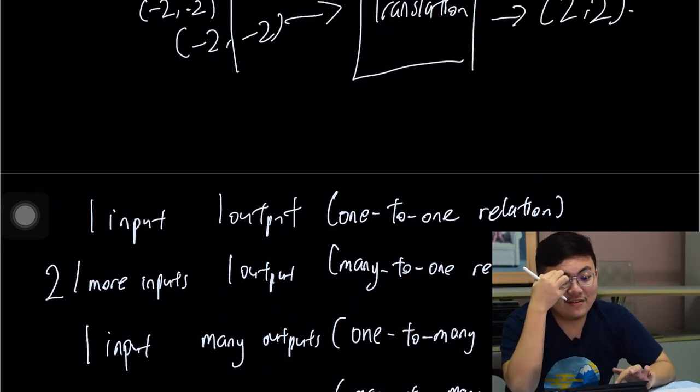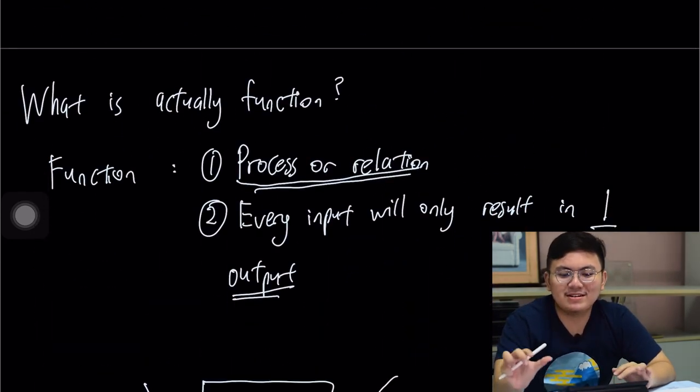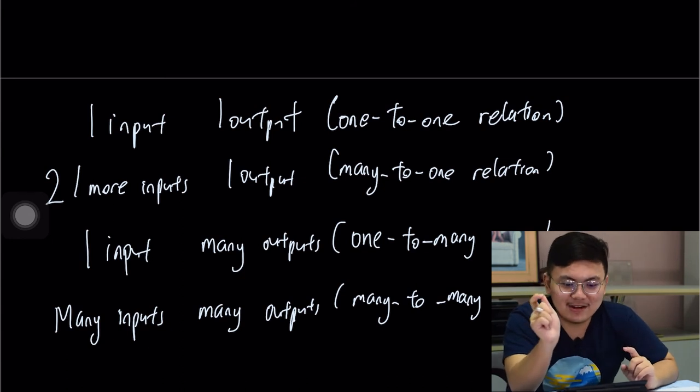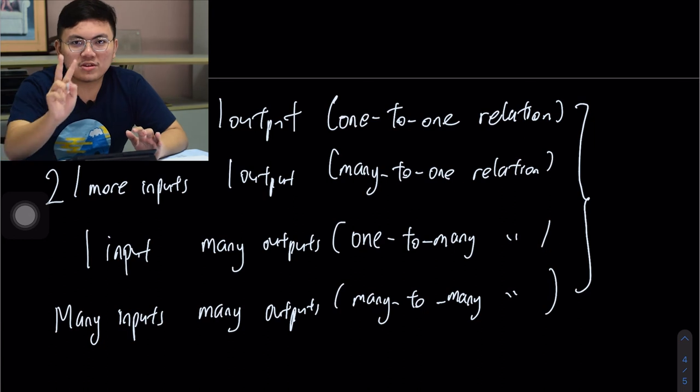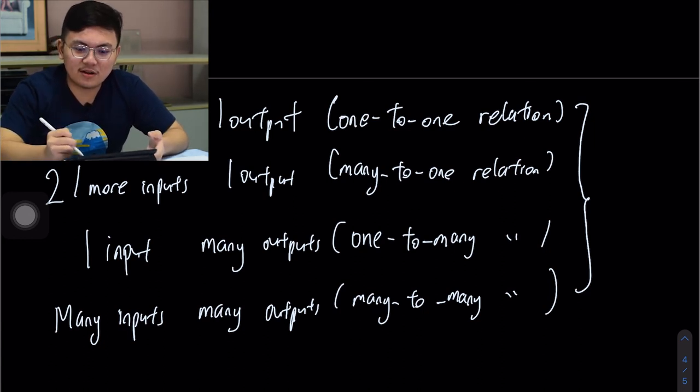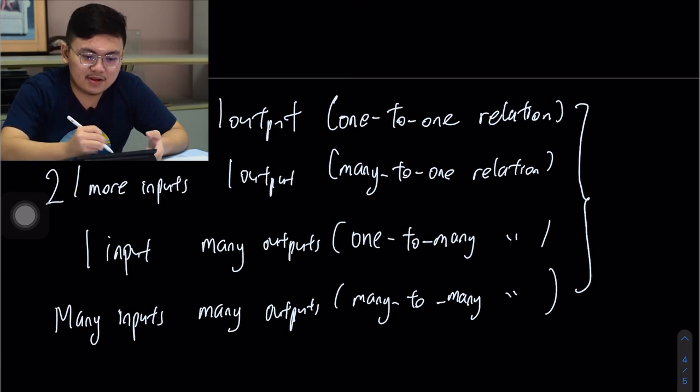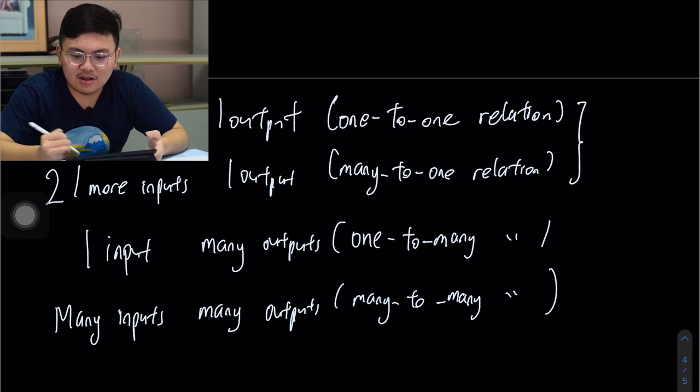So by the definition, the second sub-definition, I say every input will only result in one output. It's common sense, right? Like you put water inside the glass jar, it's only water. It's not like it suddenly breaks. Like the function is add water, you add water inside, suddenly it breaks. That's another output. Impossible, right? So the function is just common sense. From the definition, we know there is always only one output. So from these four relations, only two types are called functions, which are the one-to-one relation and the many-to-one relation.